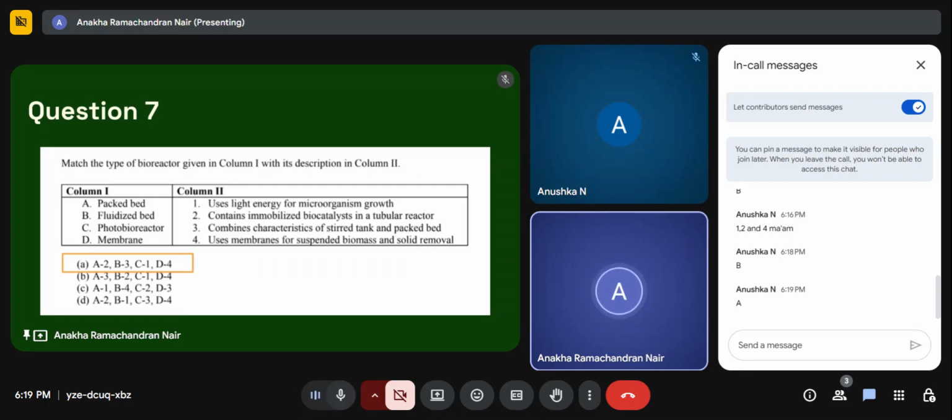It is A. So packed bed contains immobilized biocatalyst in a tubular reactor. B is 3. Fluidized bed combines characteristics of stir tank and packed bed. Photobioreactor uses light energy for microorganism growth, in case you want to grow algae, things that grow in sunlight, right? Like plants and algae. And membrane is 4, uses membrane for suspended biomass and solid removal. So you are correct. So let's move on to question number 8.